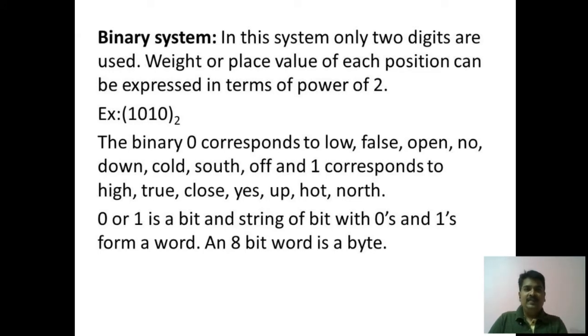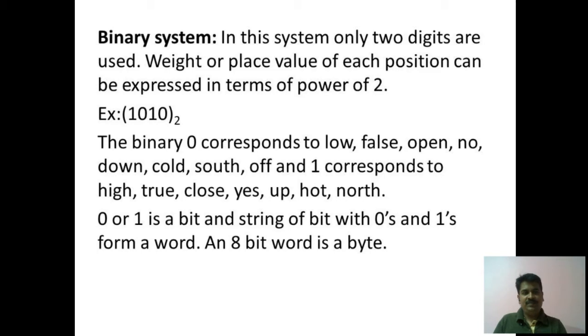In this binary number system only two digits are used, that is 0 and 1. The weight or place value of each position can be expressed as a power of 2. You will come to know when I take an example. Here I have taken the example 1010 within the parenthesis, and the base is 2. We are using only 0 and 1.